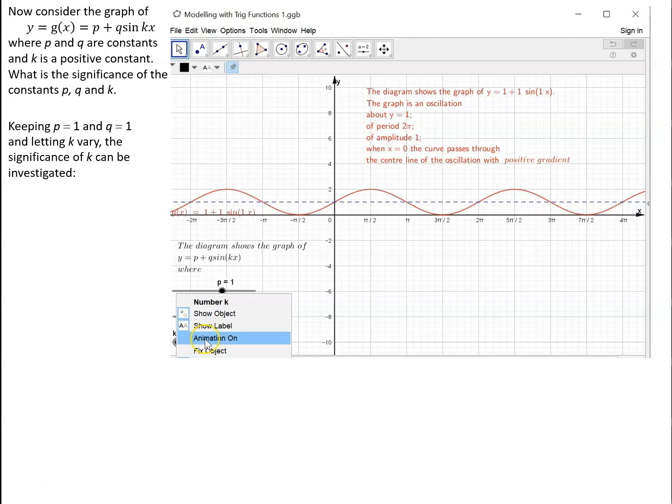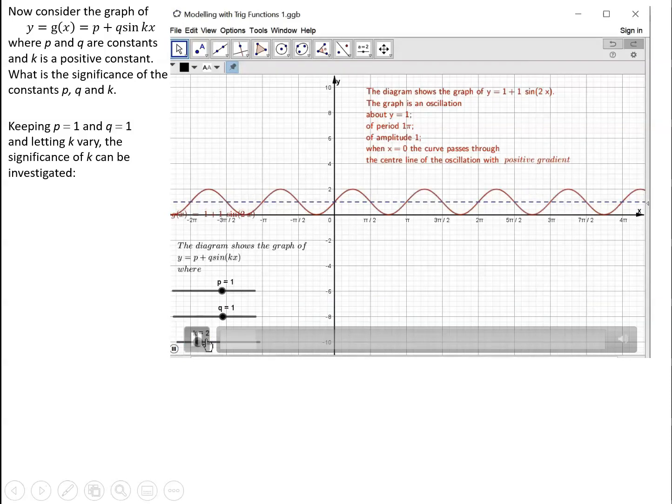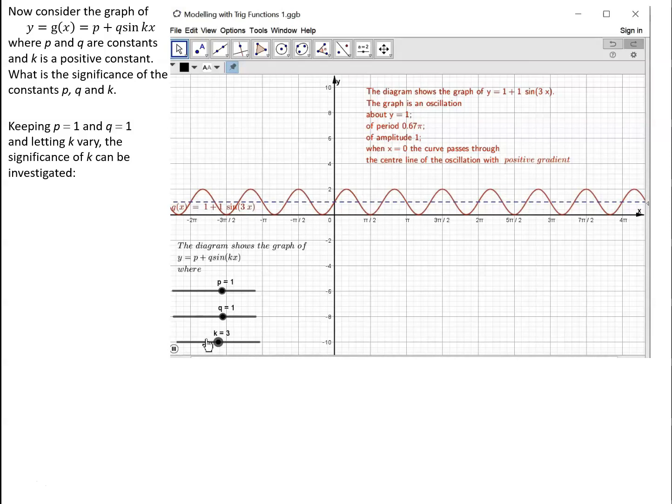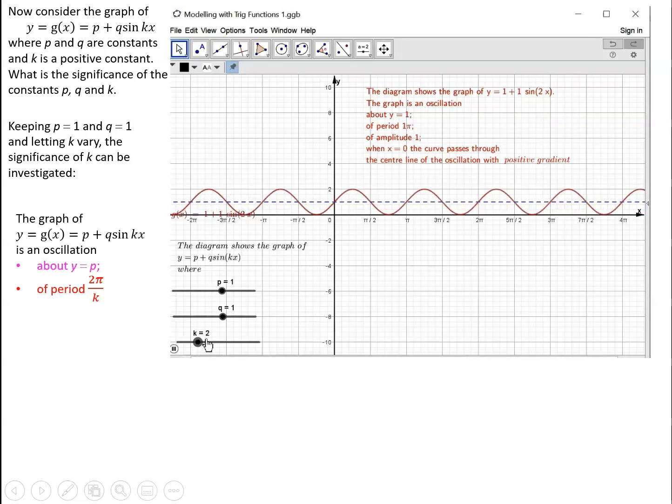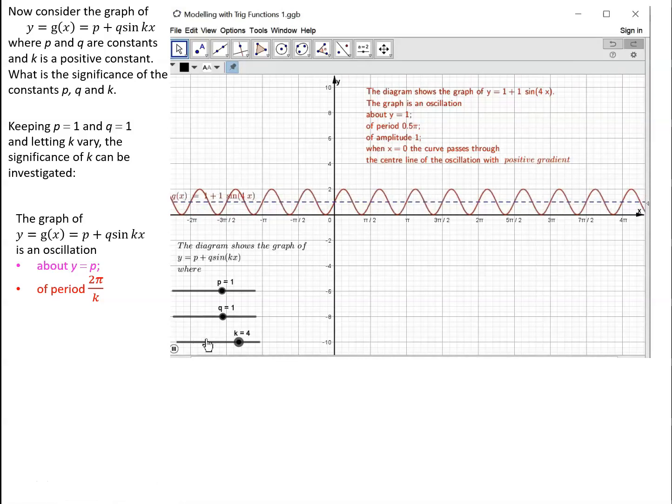Now let's see what the effect of changing k is. So this time we're going to keep p fixed at 1, we're going to keep q fixed at 1, and we're going to let k vary. We can see that the graph of 1 plus sine x has a period of 2 pi. And if we now turn the animation on, 1 plus sine 2x has period pi. The graph of y equals 1 plus sine 3x has period 2 pi divided by 3. The graph of 1 plus sine 4x has period pi divided by 2, or 2 pi divided by 4. And the graph of 1 plus sine 5x has 5 complete oscillations in 2 pi, so has period 2 pi divided by 5. So we can see that the graph of y equals p plus q sine kx has a period of 2 pi divided by k.